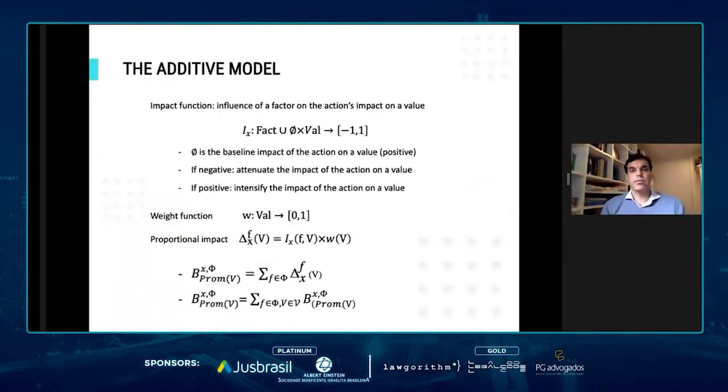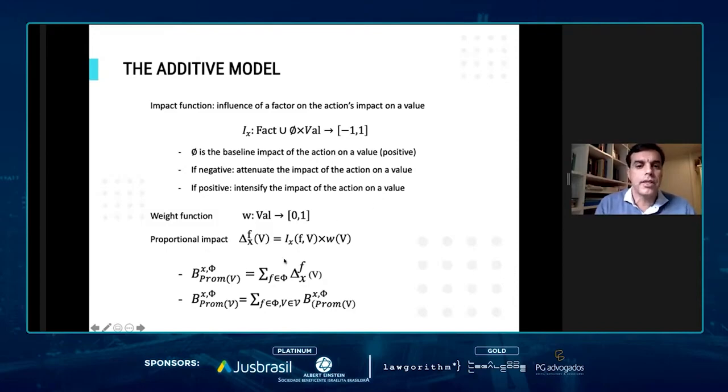So we would like to model it, and in particular to understand how is this balance between competing values and how they affect legal interpretation. But we are going to focus on arguments about values which are demoted against values which are promoted by the action at stake. I'm not going into the details of the formalism.